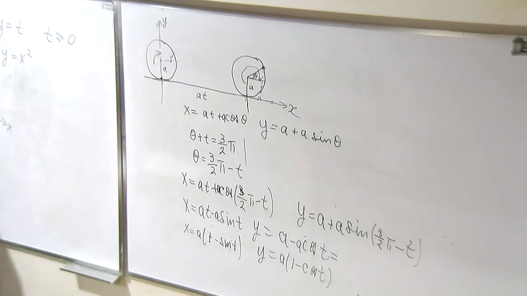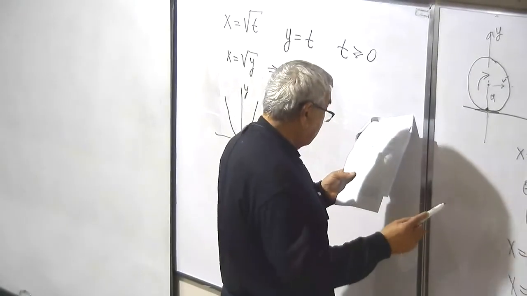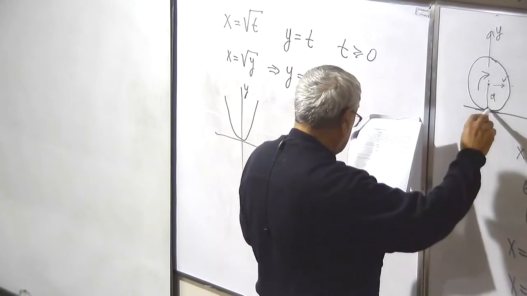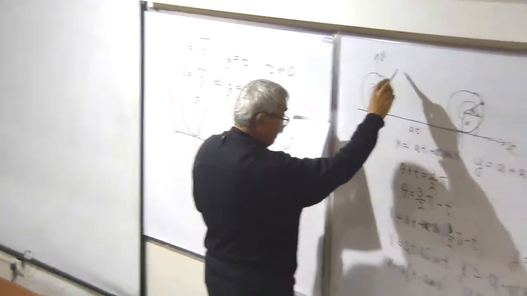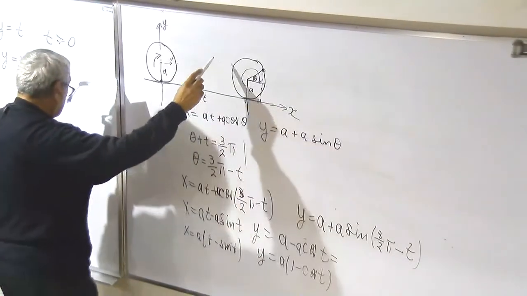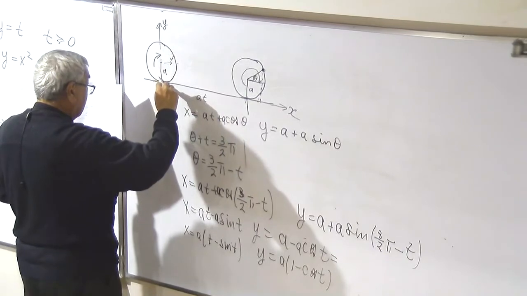What will be in this case the track of the motion? You see, in this case the track of the motion will be like this. Here it goes like this.